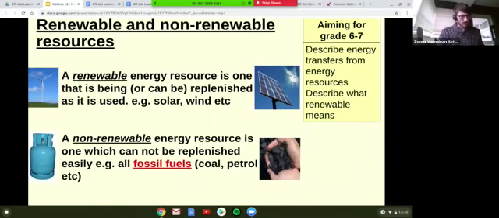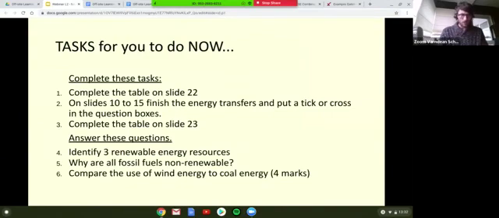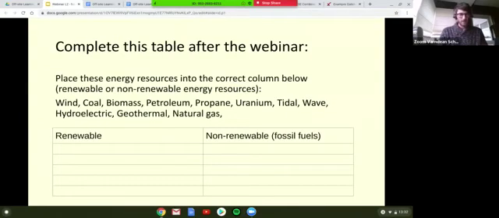In one of your tasks later, you are asked to complete this table, which has all of the energy resources. You can see them on there, all 9. And you need to state whether or not they are renewable or non-renewable. And I've given you a hint there with the fossil fuels bit being in there.